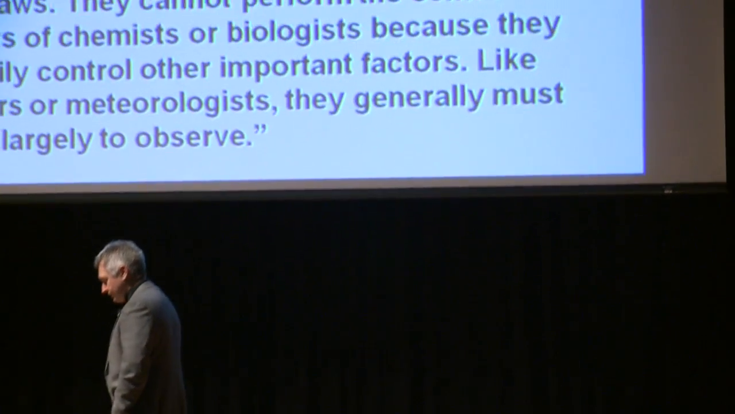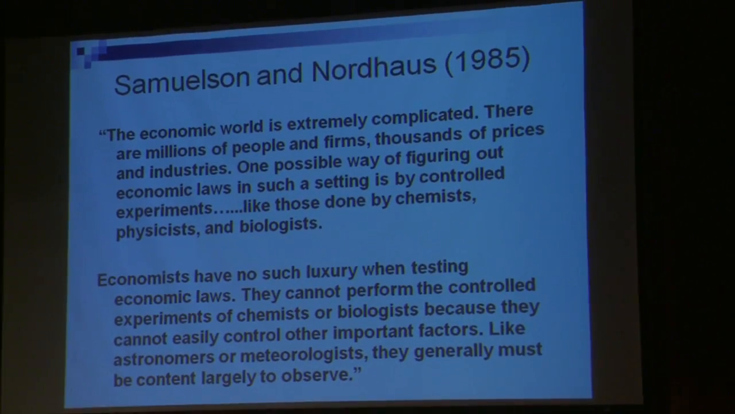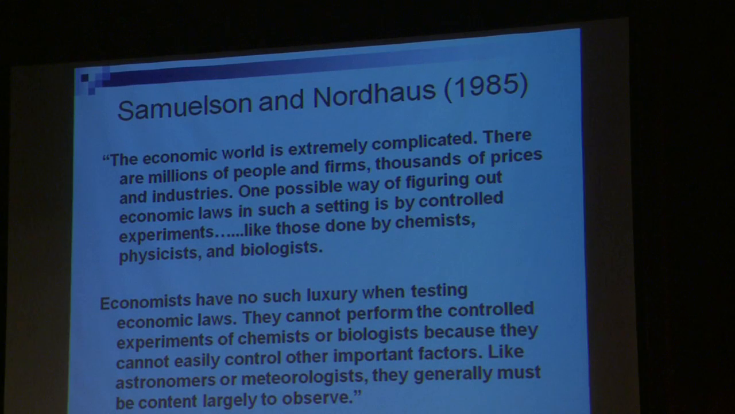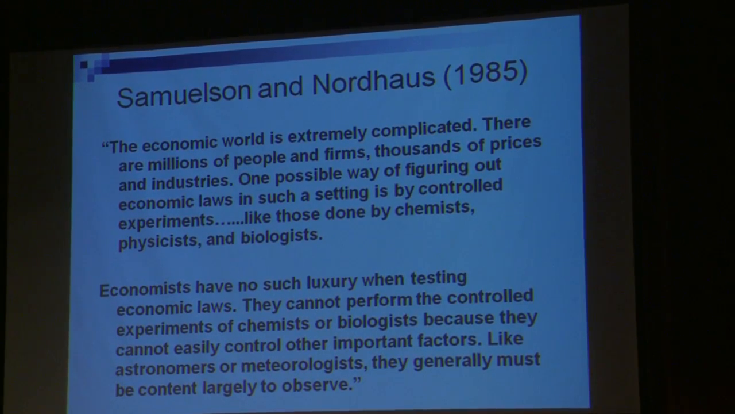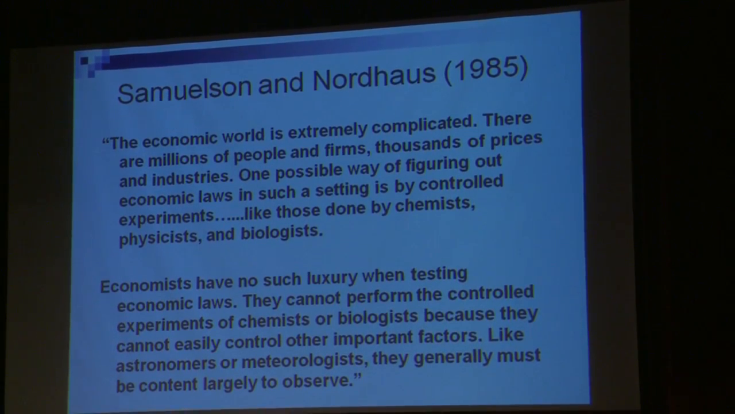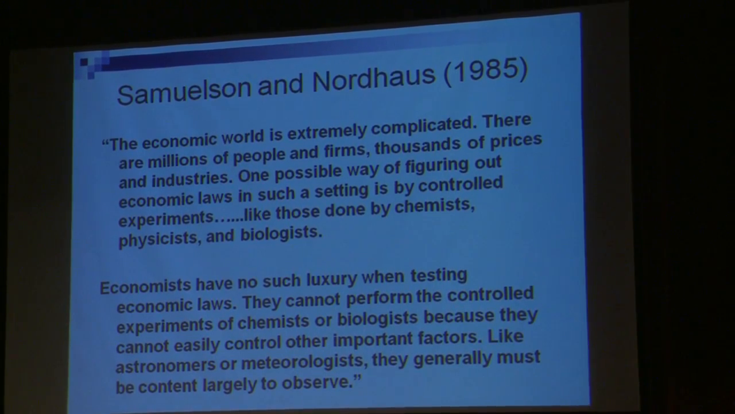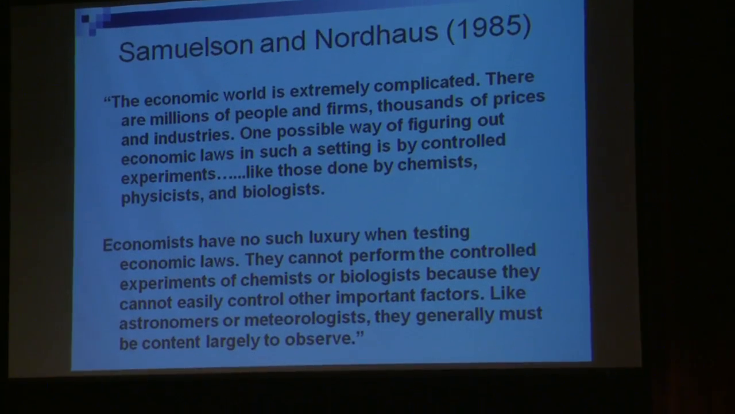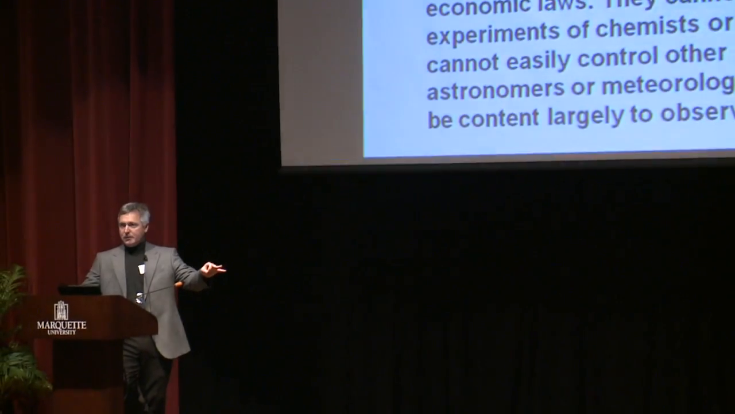Okay? So a good place to start is to look at 2 giants in the field, Paul Samuelson and William Nordhaus, and think about how did they view using experiments within economics. Okay, here's exactly what they said. The economic world is very, very complicated, and we know that. The real world is very complicated. They say one possible way to figure out what's going on is to be like a chemist or a physicist or a biologist and run an experiment.